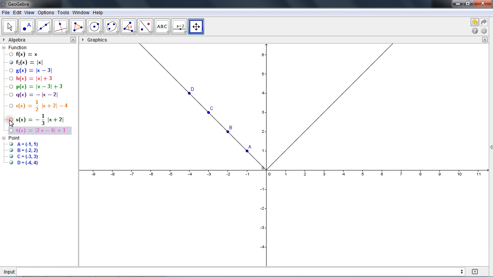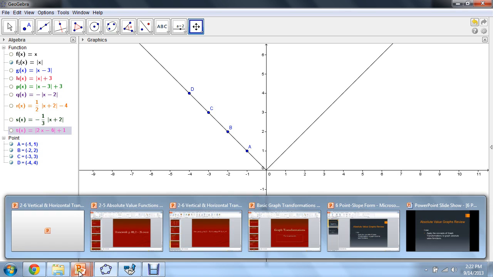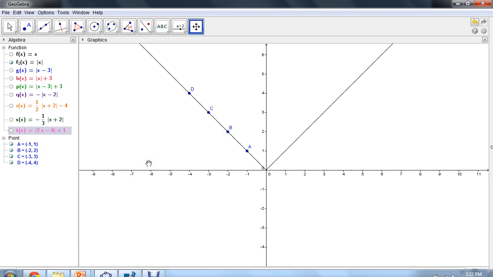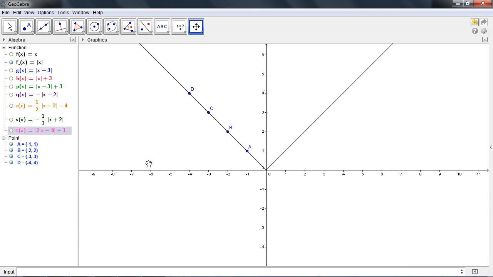So finally, what are we going to look at for this last one? This last problem is a little bit trickier. Notice the problem is, inside the absolute value, we don't have a plain x plus or minus something. We have a 2x. So we need to factor that out.